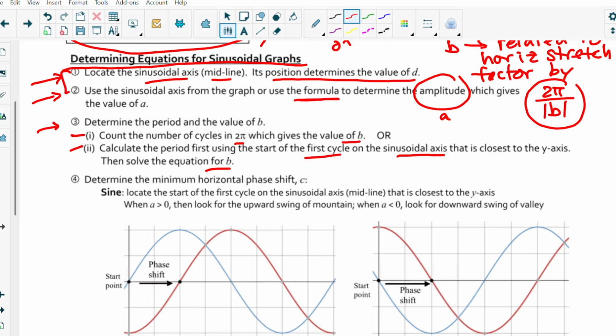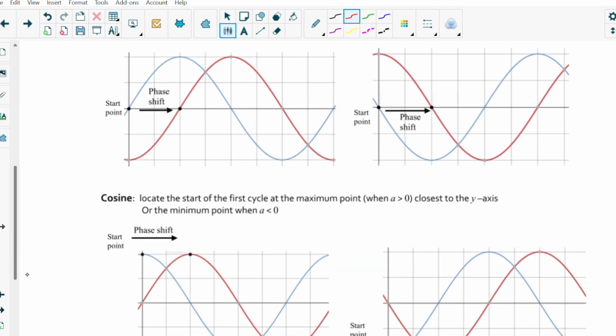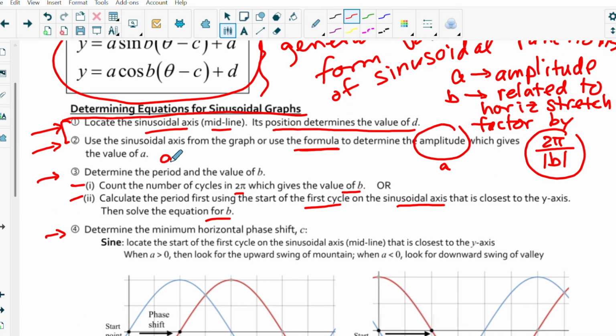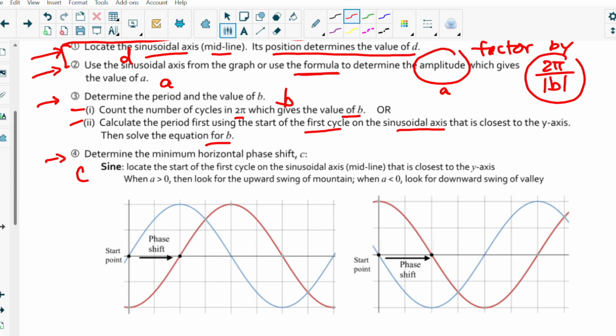Number 4, the last parameter. Oh, actually, no, second. Yeah, the last parameter. So this is A, B, this is D, and then we're going to end with C. Determine the minimum horizontal phase shift. So locate the start of the first cycle on the sinusoidal axis. So that midline that we figured out in number 1 up here.